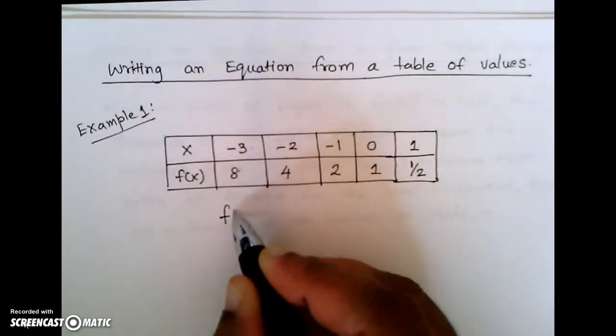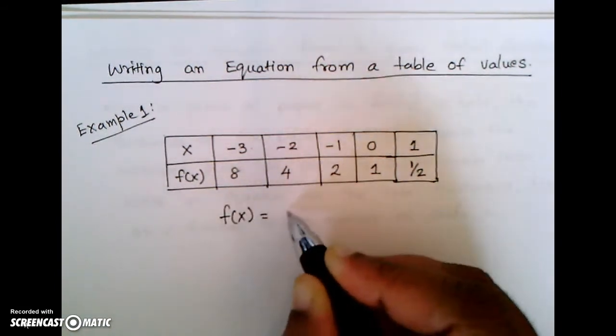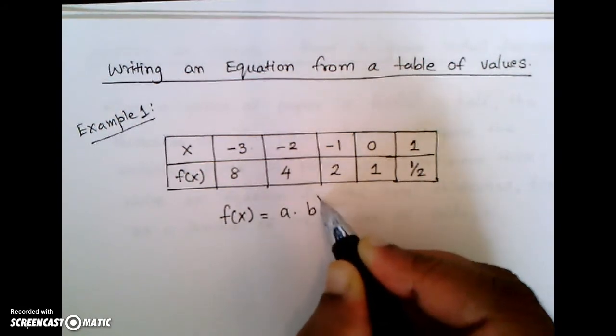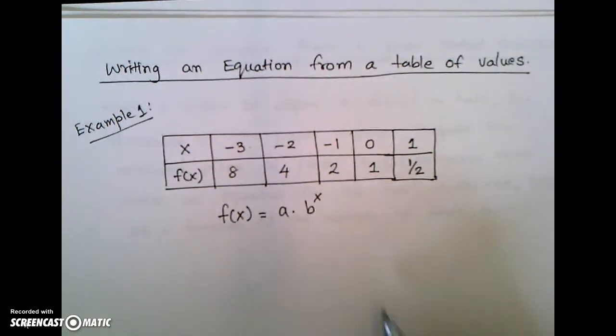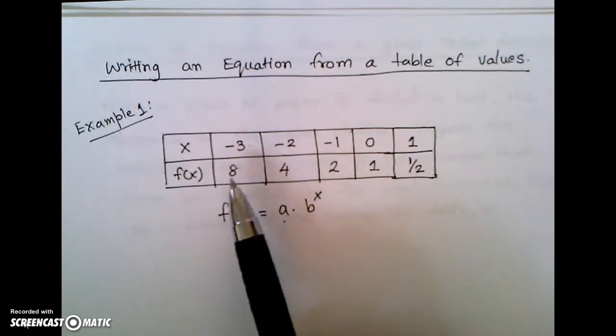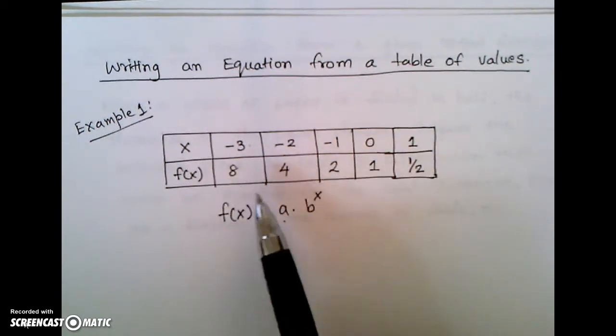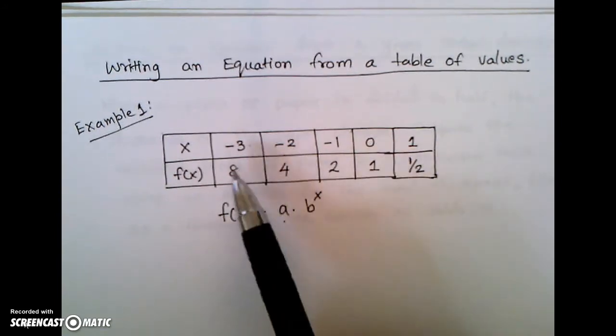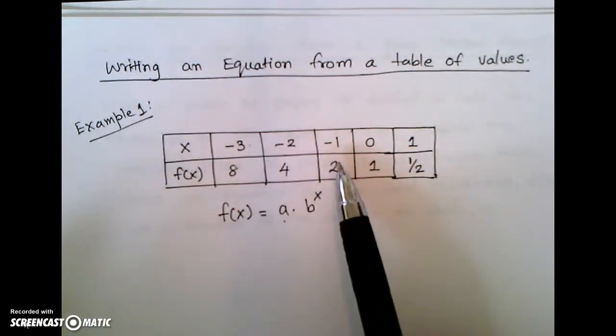Here also I'm going to start with f of x equal to a times b to the power of x. I know a is my y-intercept. So I look at my table and see if my y-intercept is given to me. Is one of these points my y-intercept?